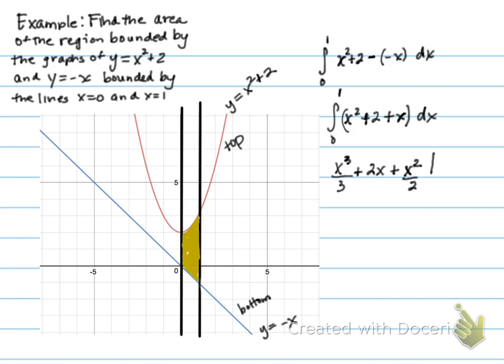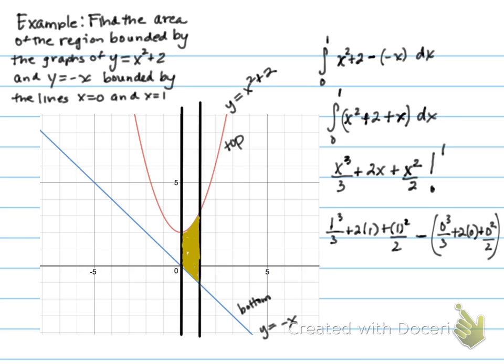And I'm going to integrate from 0 to 1 because I want to find that little area between those boundary lines. So I'm going to put 1 in first. So I get 1 cubed over 3 plus 2 times 1 plus 1 squared over 2. All right, minus, now I've got to put 0 in. So I get 0 cubed over 3 plus 2 times 0 plus 0 squared over 2.